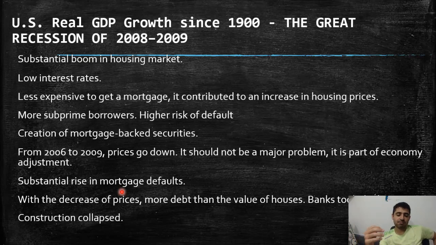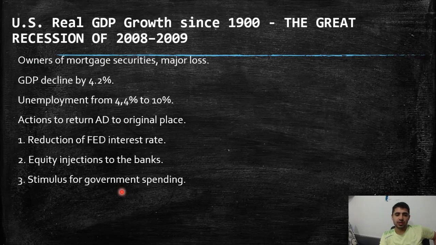It was also attached to a construction collapse. So the owners of the mortgages naturally had major losses. For this reason we had a GDP decline of 4.2%. We had an increase in unemployment from 4.4% to 10%. And then there were actions from the government to return aggregate demand to its original place.